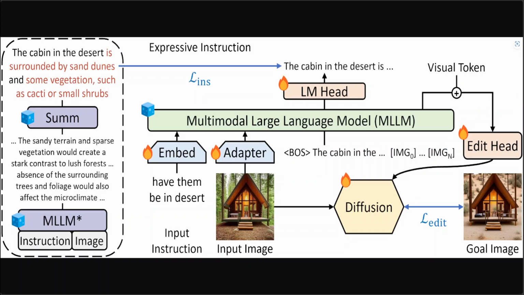Then it is being passed to this MLLM with instruction and image, as you can see the summary here, and then from there it is being passed to the large language model head. From there, some adapters are in play on the input image, and the instruction is also there. It has been diffused, and look at the model at the very right, which has the desert setting.